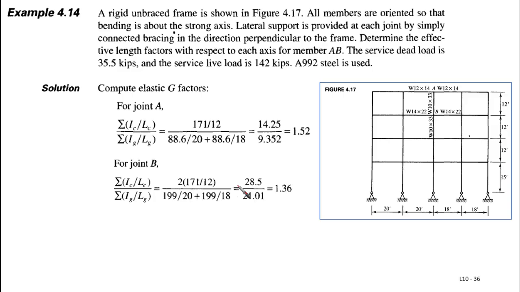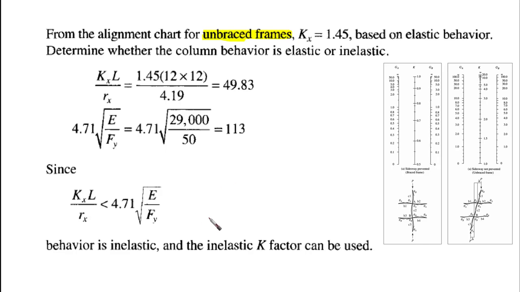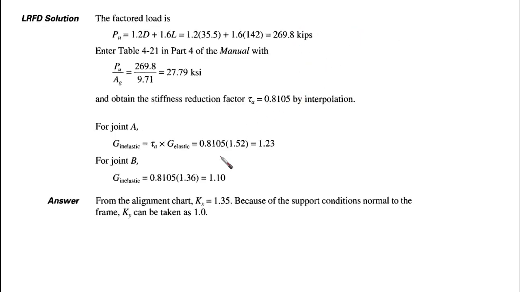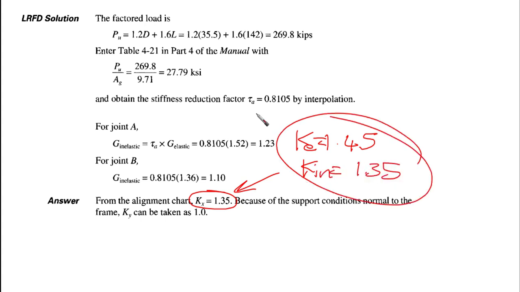Before, we have obtained the value to be 1.45. Now, after considering the inelastic behavior, it is going to be 1.35. So we reduced it from 1.4. K was 1.4 for K elastic. Now for K inelastic, it is going to be 1.35. So we have reduction of this value.